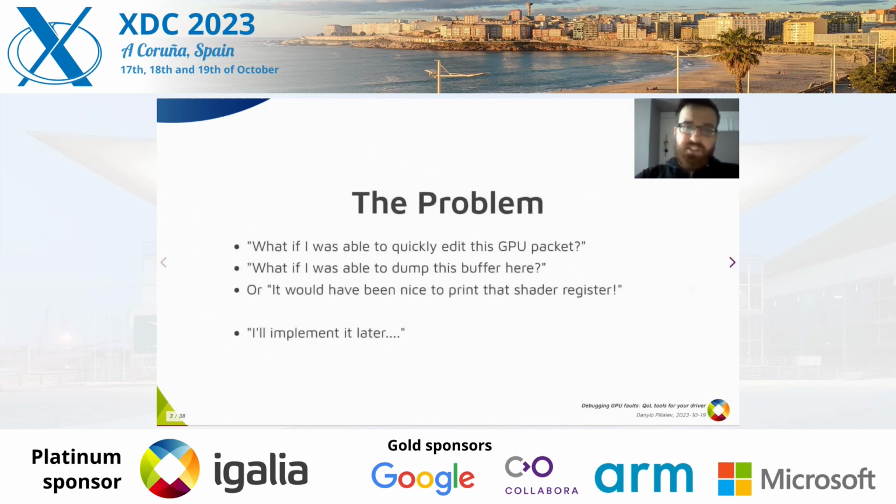Let's start by stating the problem. After you debugged a nasty GPU issue, half of the time you think, what if I was able to quickly edit the GPU packet? Or what if I was able to dump this buffer's memory here? Or it would have been nice to print that shader register. And every time you think, I will implement it later, and then forget about it until the next nasty bug.